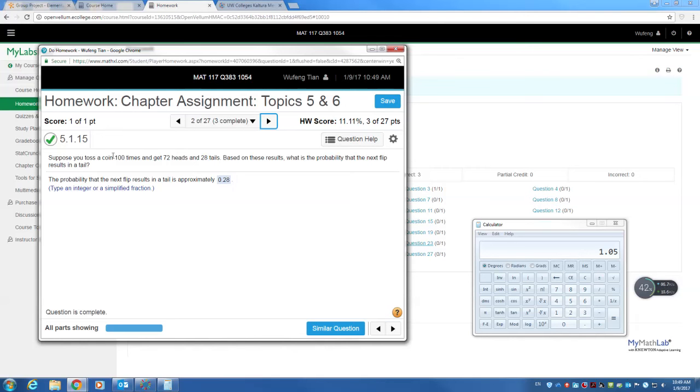Alright, so 28 over 100 for this one. Next, the flip result based on the given data. You have 28 tails in 100 flips. So the probability of flipping a tail is 28 over 100, so it's 0.28. An even number less than 1, so it's just a 2. It's one number, 1 out of 5.